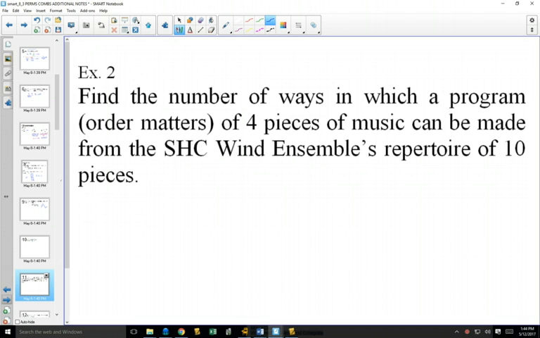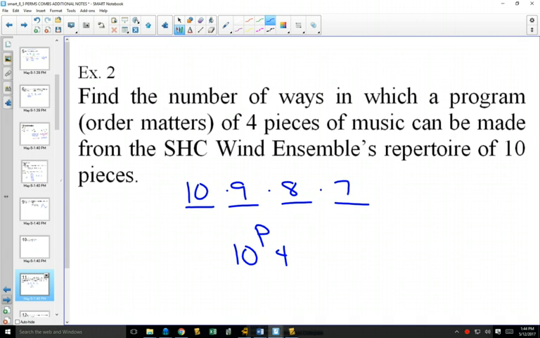So find the number of ways a program, where the order matters, of 4 pieces of music can be made from the wind ensemble's repertoire of 10 pieces. Well, you'd have 4 decisions to make, so you could do it as 10 times 9 times 8 times 7. But this is the same as 10P4.